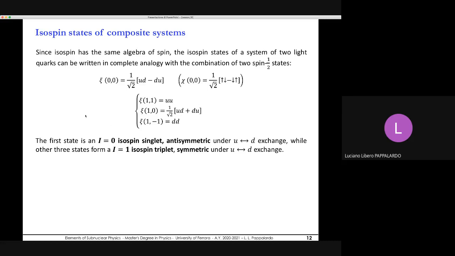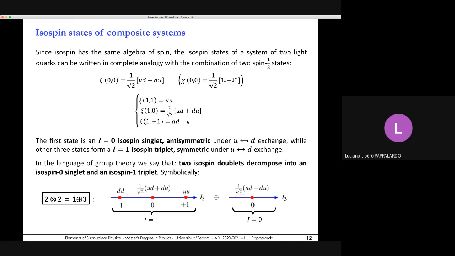So the first state is an I = 0 isospin singlet, which is also in this case antisymmetric under exchange of up and down quarks. Whereas the other 3 states form an I = 1 isospin triplet, which is instead symmetric under up and down exchange. And this you can see immediately here, okay?